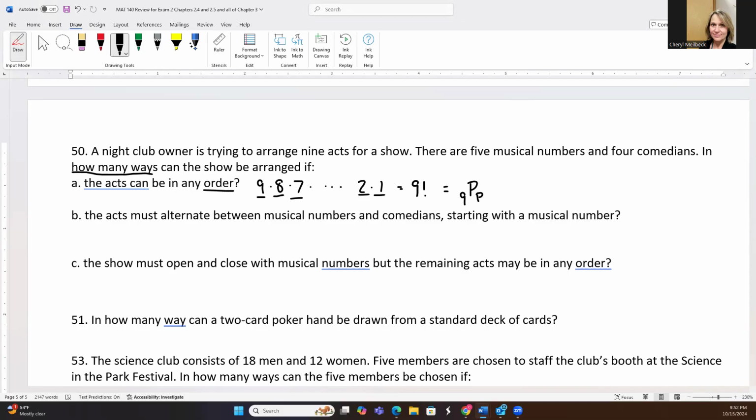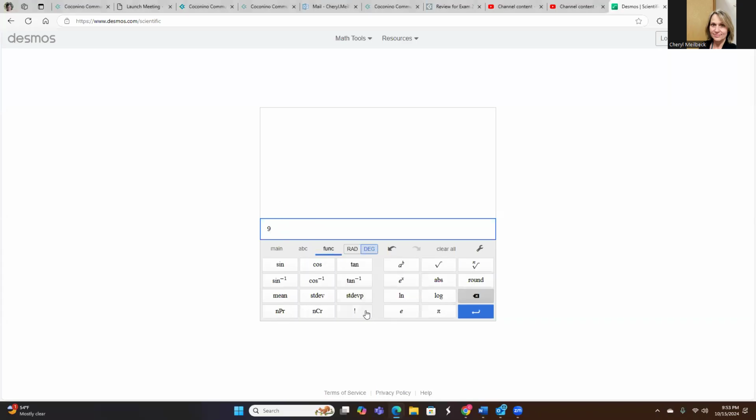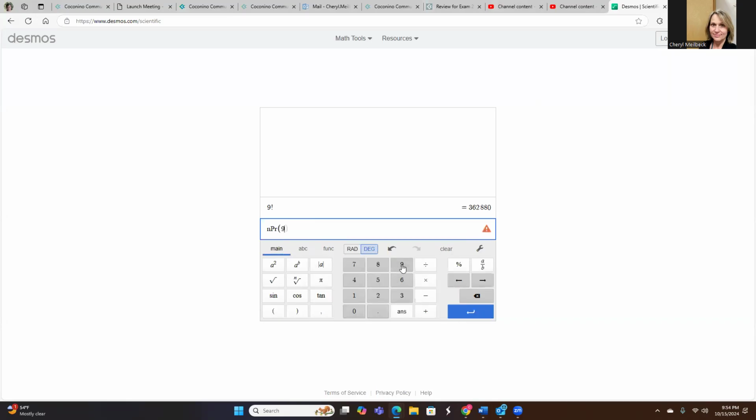Let's see what that is on Desmos. If we hit 9 and want to do factorial, you have to go to functions, and then it's this exclamation point. You can see our answer is 362,880. Or if we did 9P9 down here, so P of 9 things chosen 9 at a time, you can see that gives us the same answer. So it's 362,880 for part A.